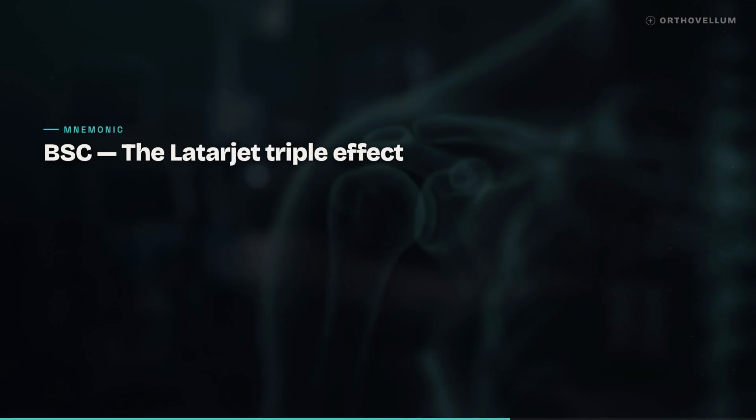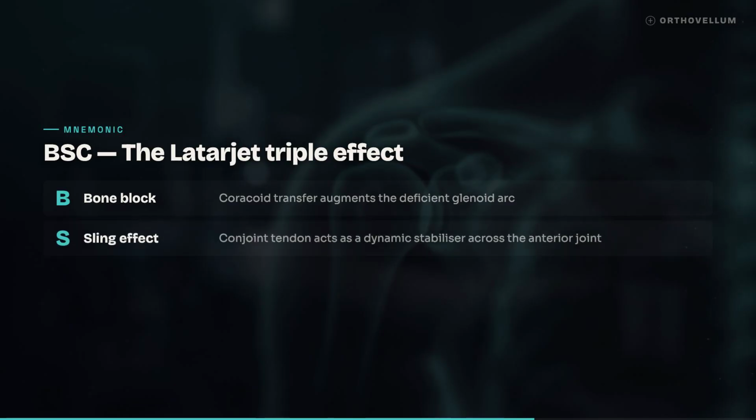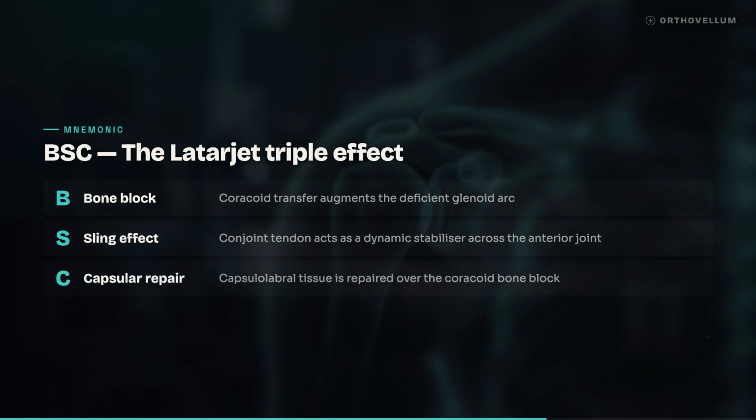The BSC mnemonic explains why the Latarjet procedure works through a triple effect. B represents the bone block, as the transferred coracoid augments the deficient glenoid arc. S is the sling effect created by the conjoint tendon acting as a dynamic stabilizer, and C is the capsular repair, where the capsular tissue is repaired over the coracoid bone block.